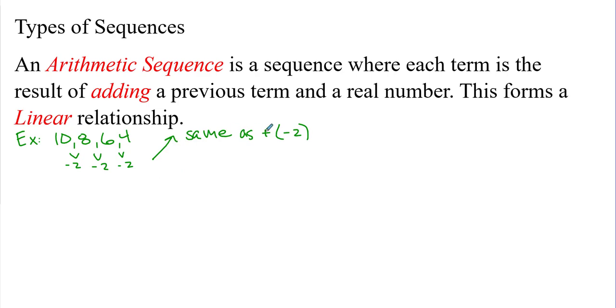There's not much different to it. All we're doing is saying plus -2, because remember, positive times a negative is a negative. This is the same as -2. So let's go ahead and write this arithmetic sequence. I'm just going to use a sub n is equal to a sub n minus 1.